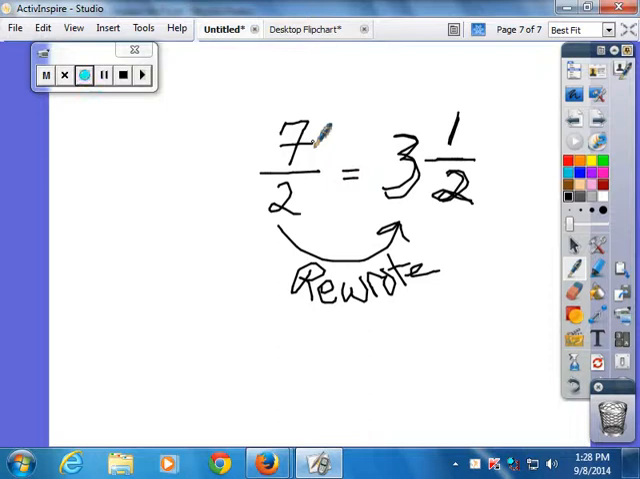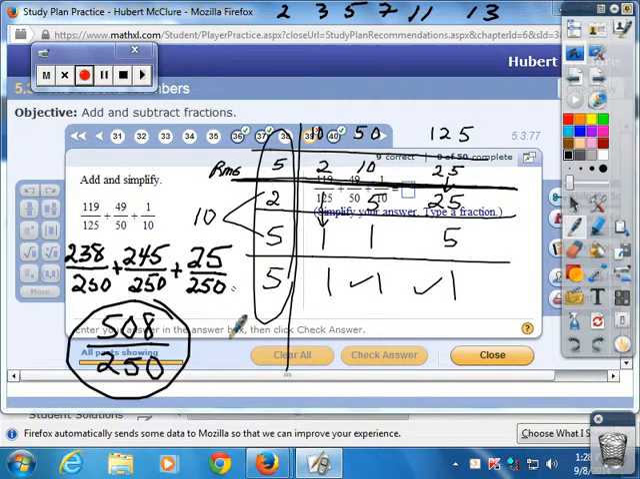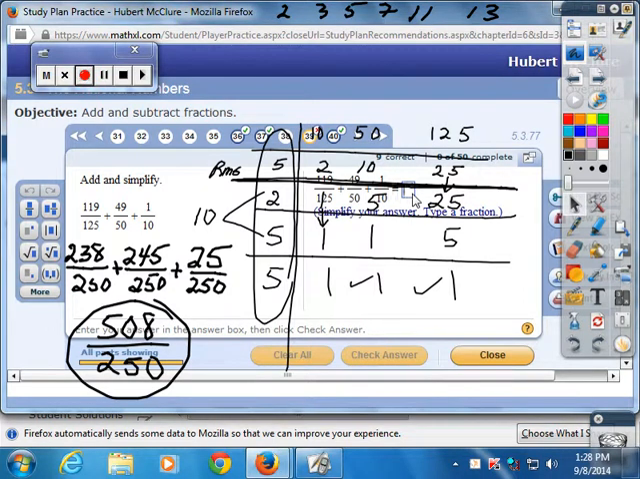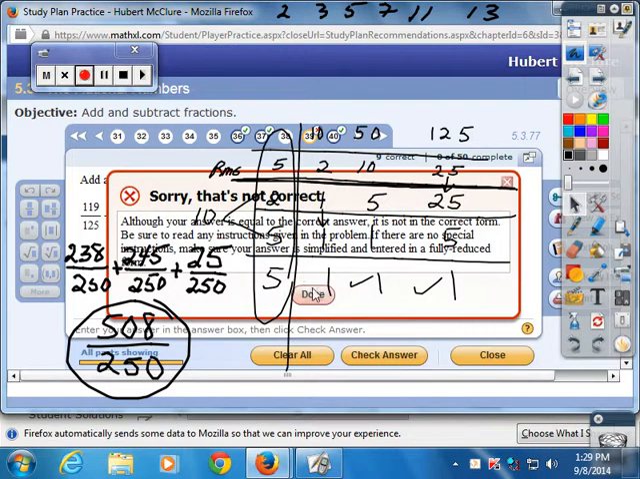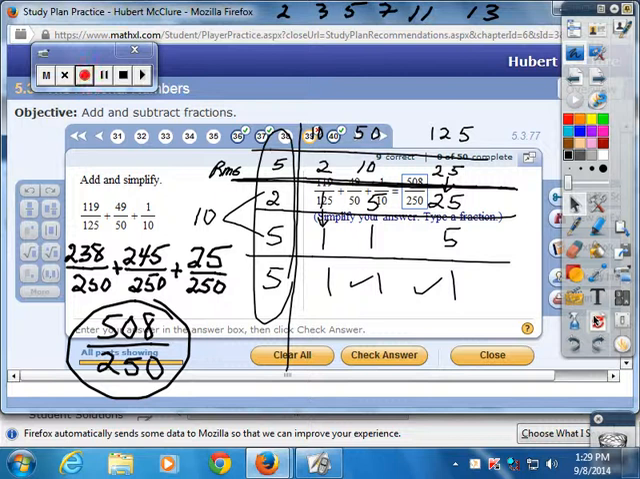All right, so let's do the next one. Oh, did we check that last one? Let's check it, see if we know what we're doing. What was our answer? 508 over 250. Oh, it's reducible, I'm sorry. 508 is even, and 250 is even. So we need to reduce it down. I usually reduce by 2s. So reduce it down by 2. What would that be? 254 over 125.